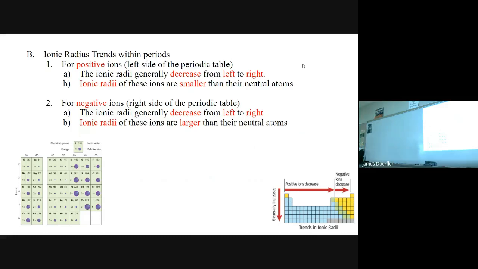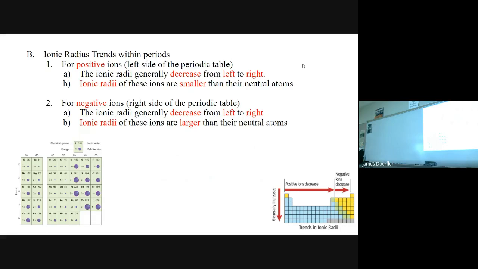For negative ions, essentially those from right about here, the ionic radii are also going to decrease from left to right. So there's kind of a split here. For groups 1 through 13, they become smaller. When we get here, they increase again when they become negative, and then slowly decrease again. You should be able to see this in your notes as well. It shows you where that split is on the periodic table.